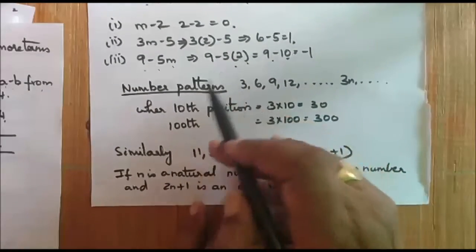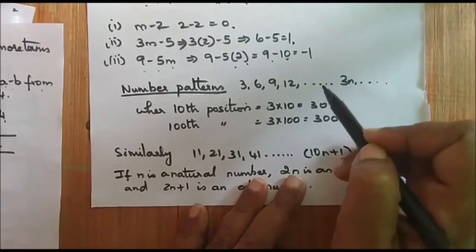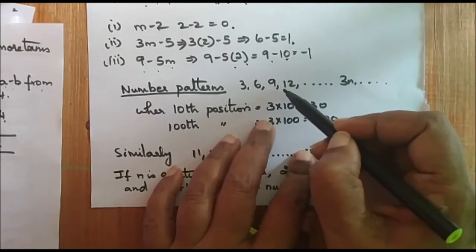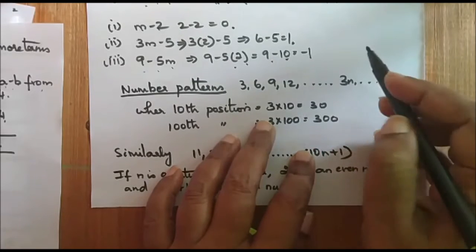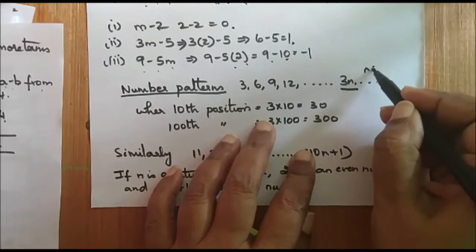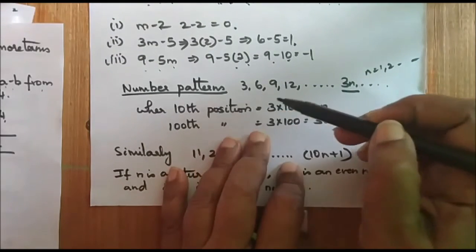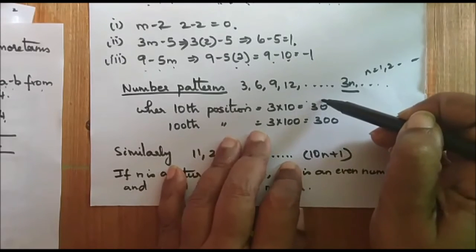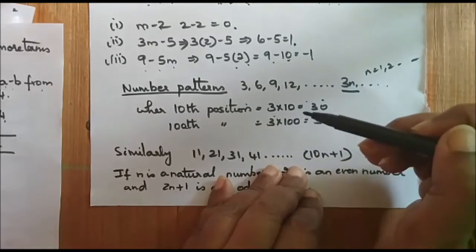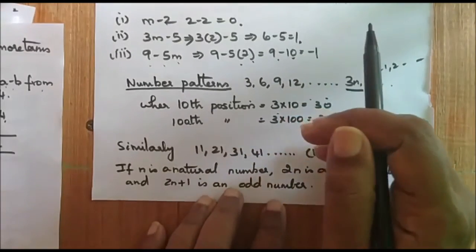Now let us take these number patterns. 3, 6, 9, 12. So what do you understand from this number pattern? There is an increase of 3 in the next number. So you can generalize it as 3n, where n is equal to 1, 2, and so on. So for the 10th position we get 3 into 10 is equal to 30. For the 100th position we have 3 into 100 is equal to 300. All these are examples of number patterns.